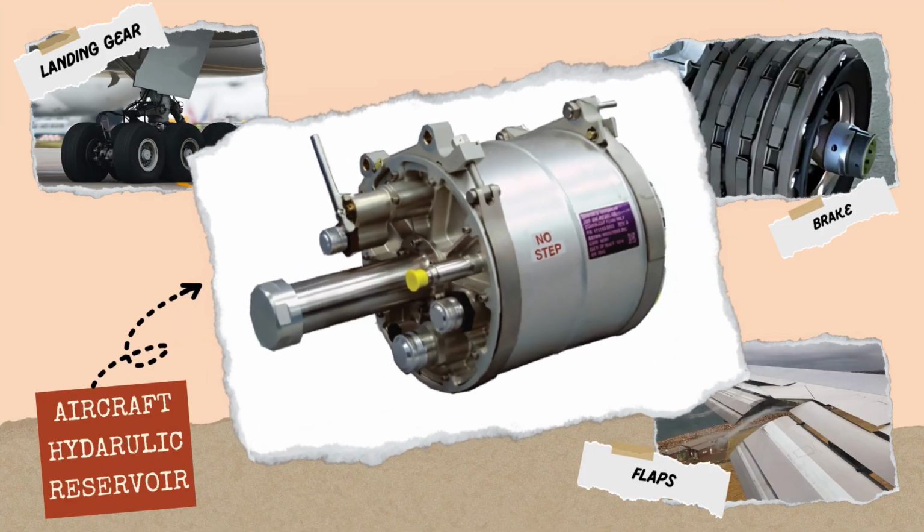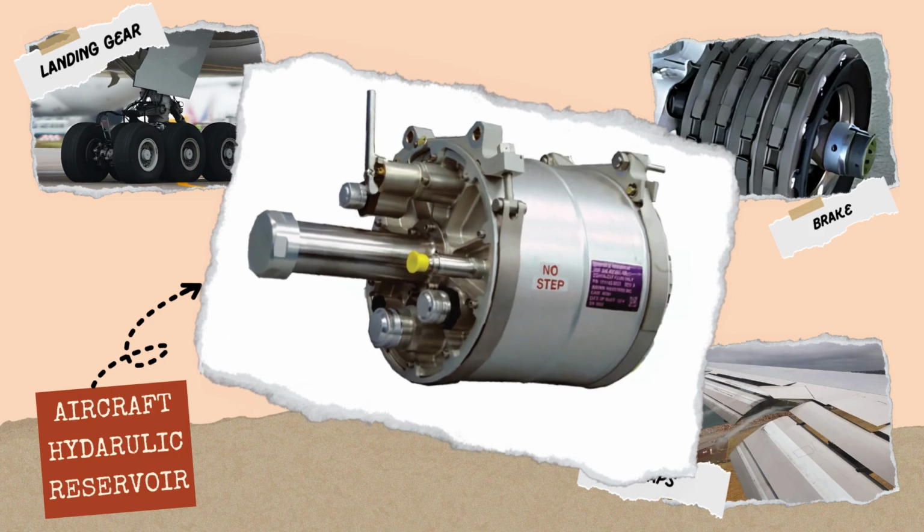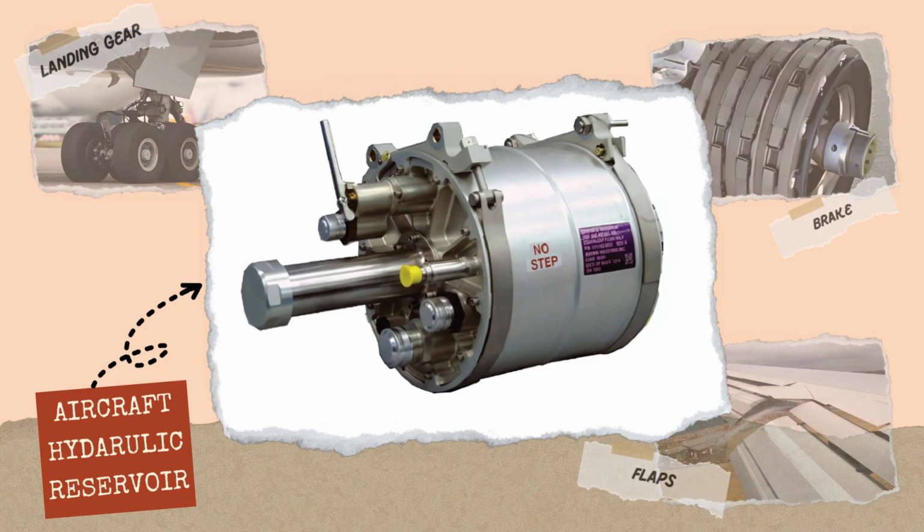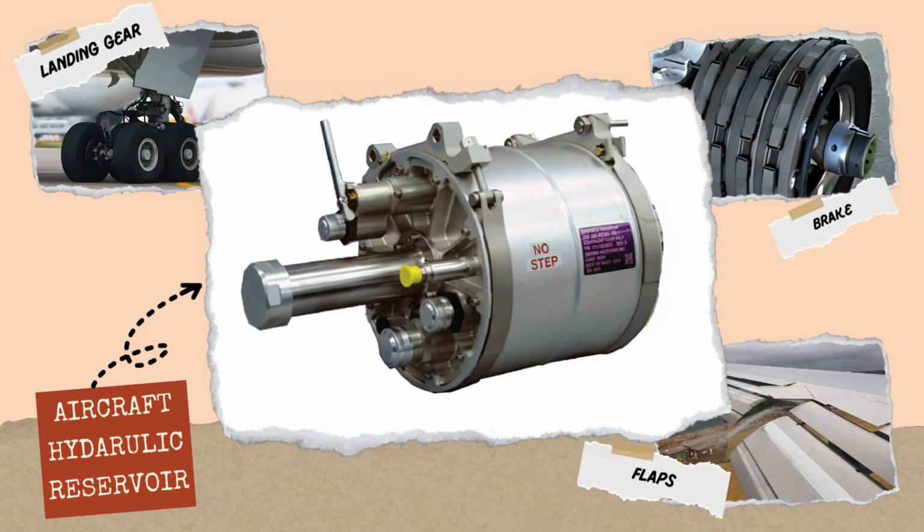Take the aircraft hydraulic system as an example. This system controls critical parts like the landing gear, brakes, and flaps. To make sure the plane can still land safely, engineers use multiple hydraulic reservoirs and redundant hydraulic circuits. What does that mean? Well, if one hydraulic system fails, for instance, if one reservoir runs out of fluids, there are still backup systems in place to take over.